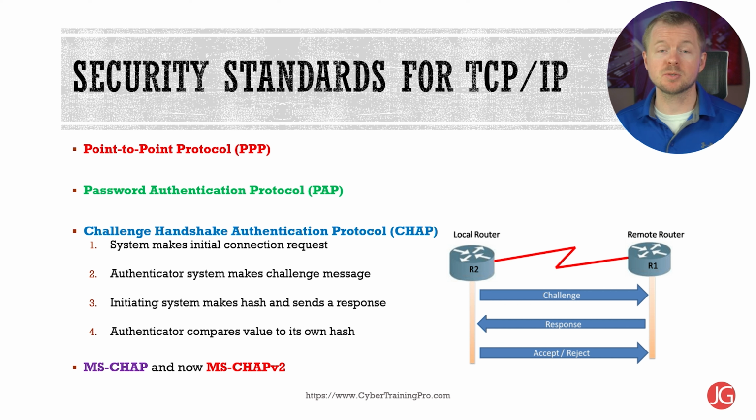The CHAP process works like this. First, a system makes an initial connection request. Next, the authenticator system creates a challenge message. The initiating system then makes a hash using the password and sends that to the authenticator. The authenticator then compares that value to its own hash calculation based on the password. If the values match, the initiator is authenticated.